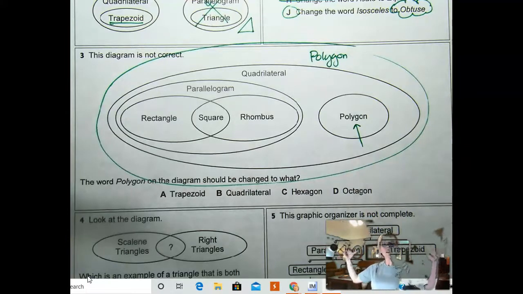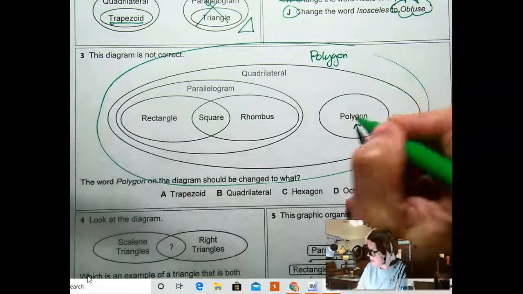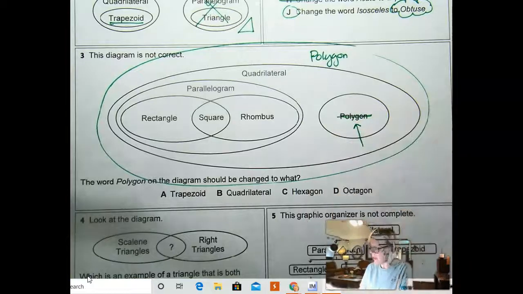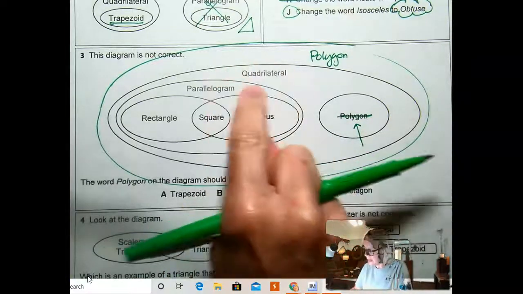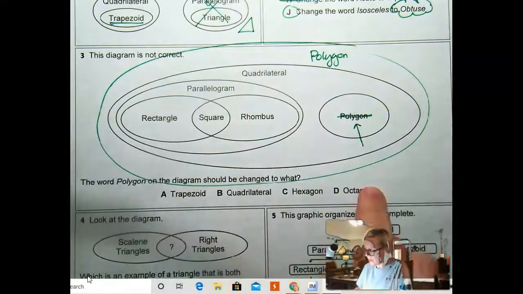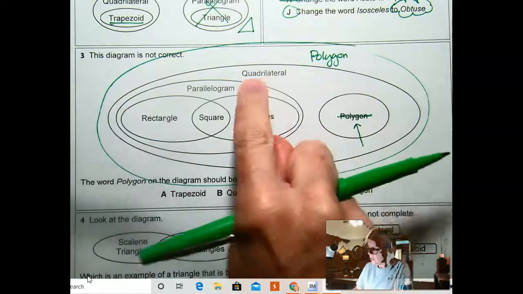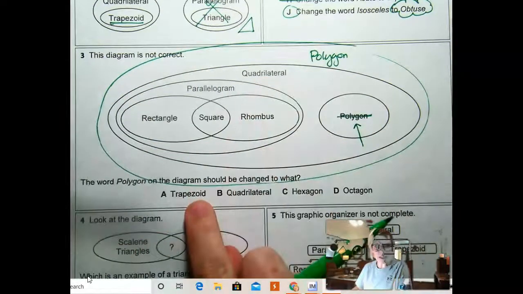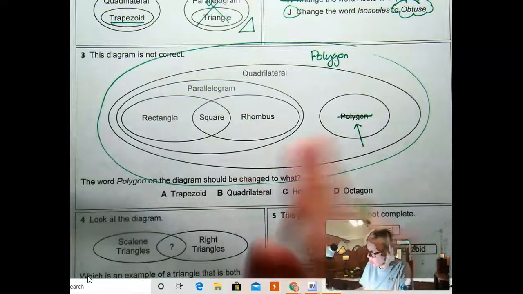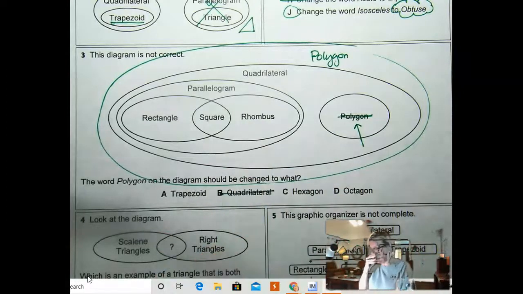A polygon could be a 100-sided figure or more, okay? But a quadrilateral, or excuse me, a polygon is not a type of quadrilateral. A quadrilateral is a type of polygon. So that's why this word is not in its correct spot. Okay, so what this means is, well, the word we're looking for is a type of quadrilateral. So which word is a type of quadrilateral? Quadrilateral is already there. We don't need that, that's the same thing.